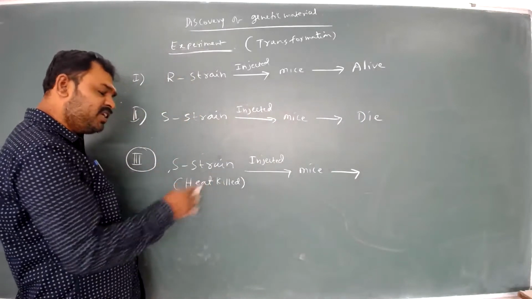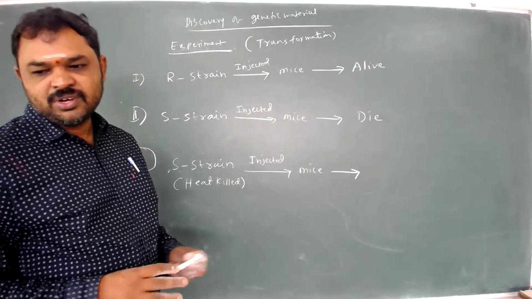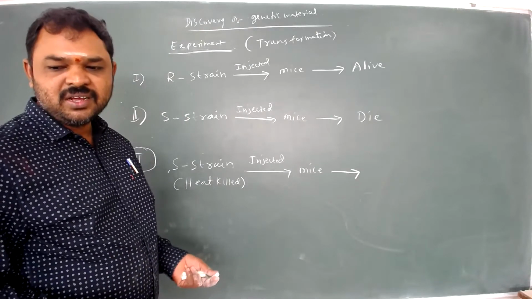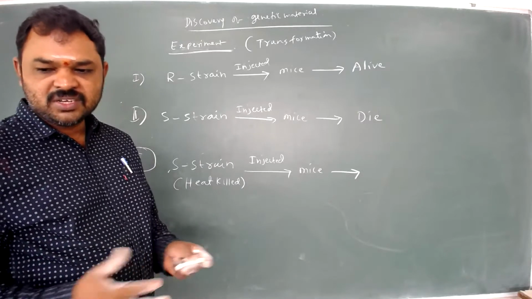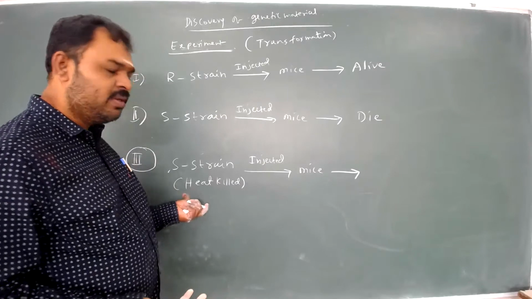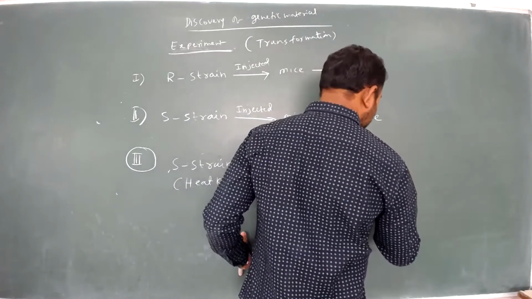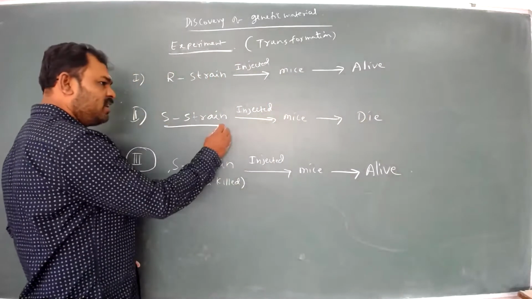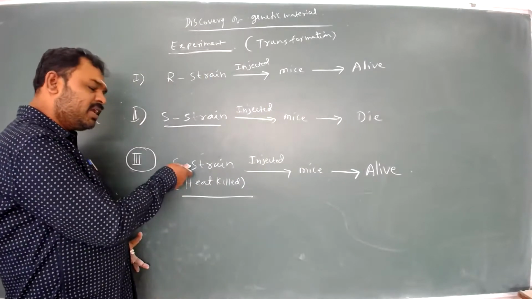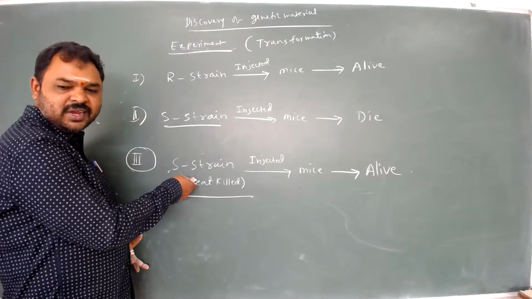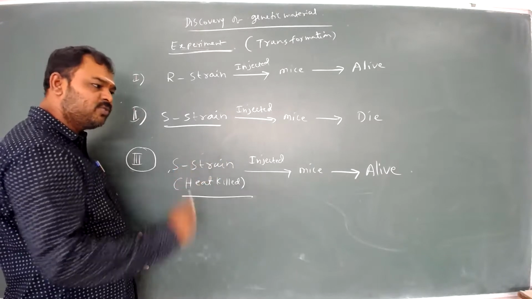But in this case, we heat-killed it. Heat-killing means the DNA is damaged. Due to the damage of DNA, it cannot cause any disease. When DNA is present, it causes disease, but here the strain's DNA is damaged. Therefore, injected to mice, the mice are alive. You can observe here the S strain died, and here the heat-killed S strain is alive. Why no problem? As we heat-killed this S strain, the DNA is denatured. Therefore, there is no antigen production in the host cell, and so the mice were alive.